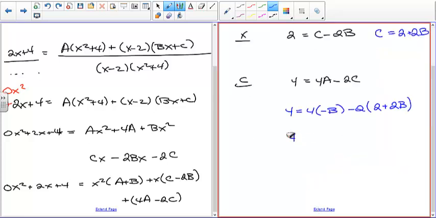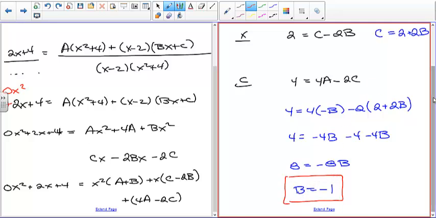So what do we get? We get 4 is equal to negative 4b minus 4 minus 4b. Negative 2 times 2 is negative 4. If we add 4 to both sides, we'll get 8. And negative 4b plus negative 4b is negative 8b. So that gives you that b is equal to negative 1. So that's the first thing we do.